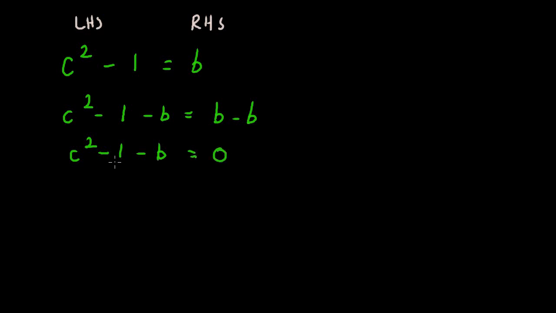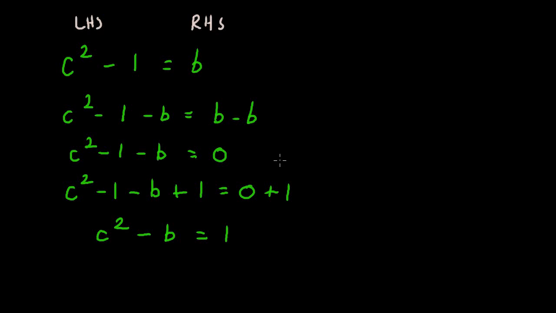Now we want to move our constant term over here on the left hand side over to the right hand side, and in order to do that we want to add 1 to both sides. So we have c squared minus 1 minus b plus 1 equals 0 plus 1, and we can simply evaluate both sides. So we have c squared, we have minus 1 plus 1, so that cancels out to 0. So we have c squared minus b equals 1.